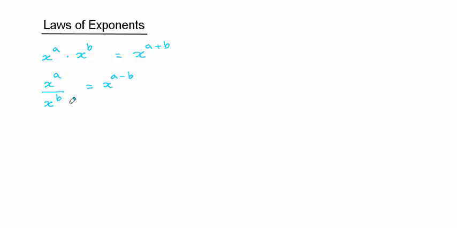Another good way to remember this is, division is the opposite of multiplication. So when they're multiplied, the exponents are added. When they're divided, the exponents are subtracted.